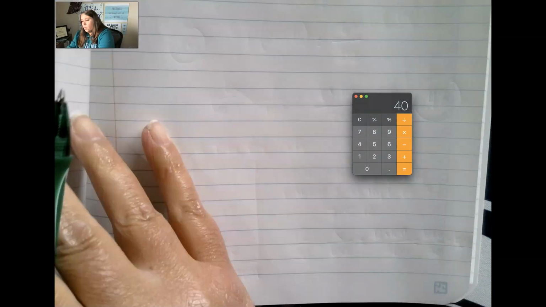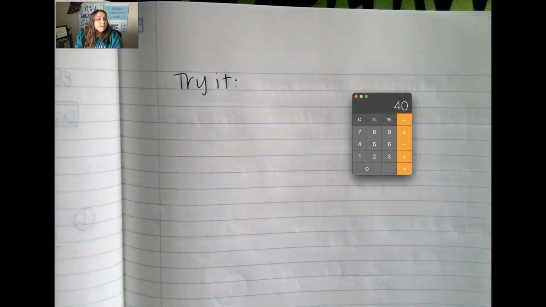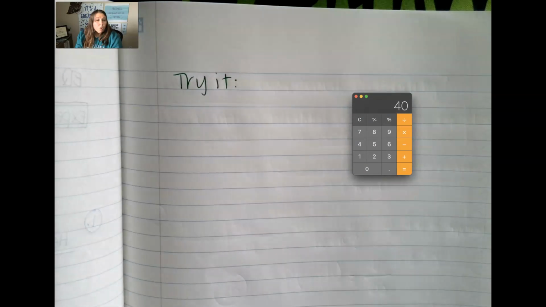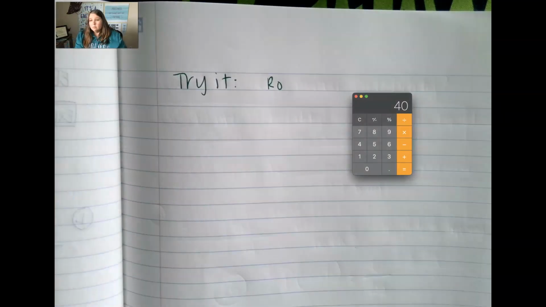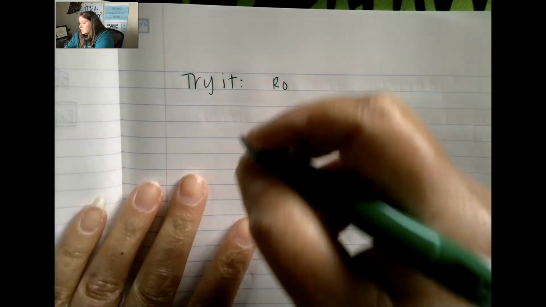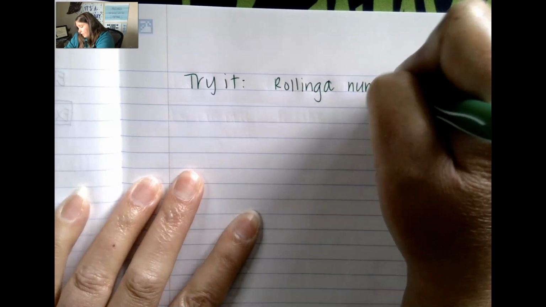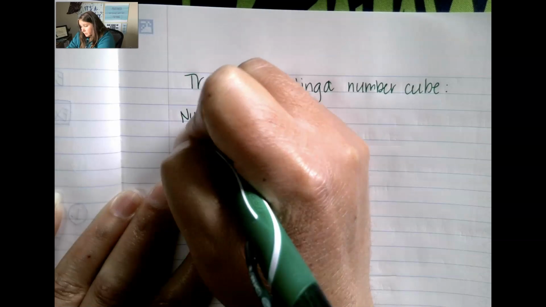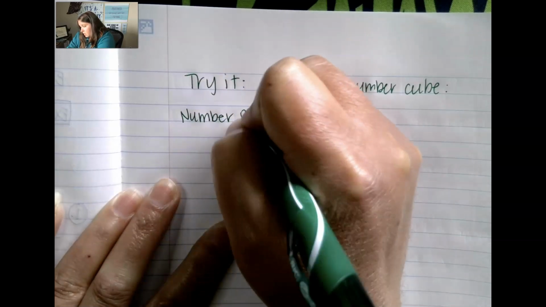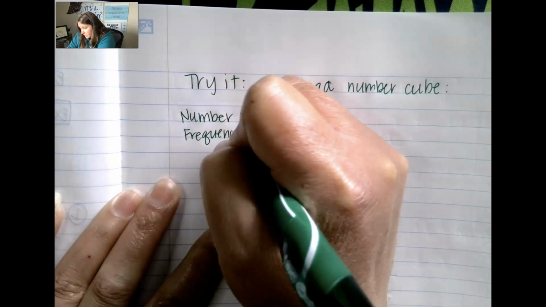All right, and for the try it, our try it says, what is the experimental probability after we roll a number cube 50 times? So rolling, oh my gosh, I never moved this. I'm so sorry. Okay, so we're going to roll the number cube again. These are the results. So the results, the number rolled, and here is the frequency, so how often it was rolled.